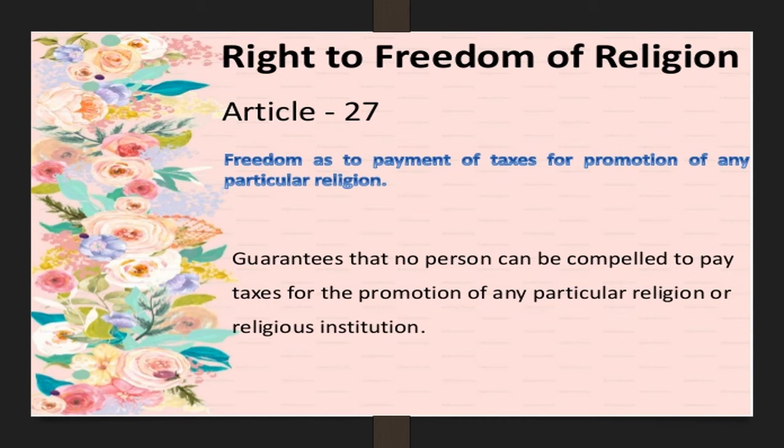Article 27, freedom from taxation for promotion of a religion. Article 27 lays down that no person shall be compelled to pay any taxes for the promotion or maintenance of any particular religion or religious denomination. In other words, the state should not spend the public money collected by way of tax for the promotion or maintenance of any particular religion. So no one can compel you to pay tax for the promotion of religion.